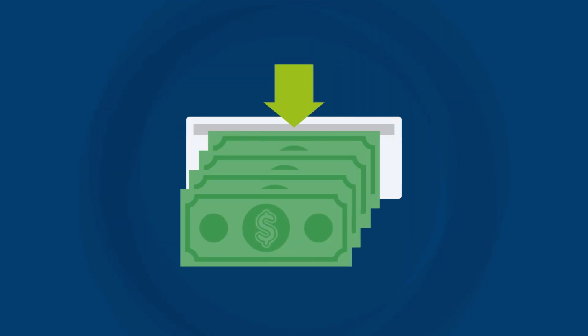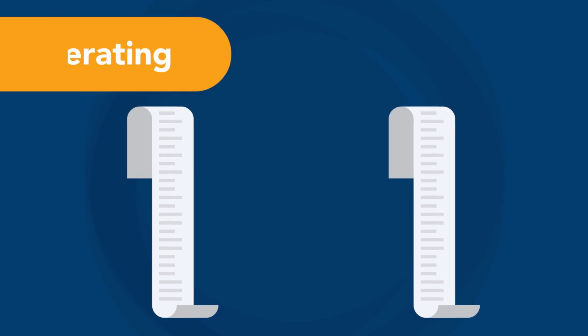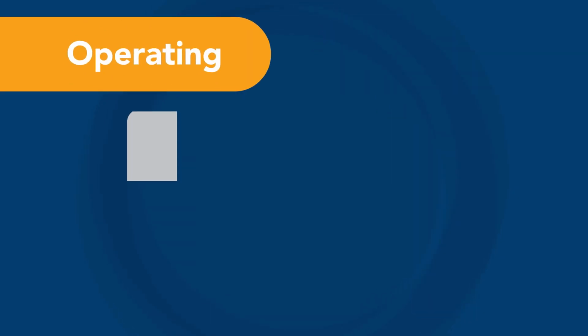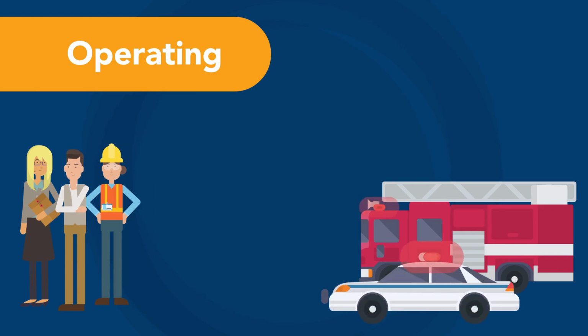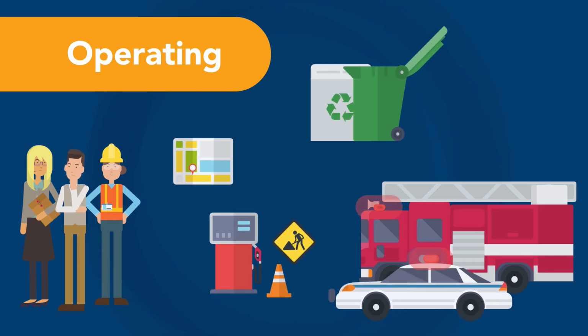So now that we know where the money comes from, let's take a closer look at where the money goes. On the expense side of things, there are two main components: operating or current expenditures and capital expense. The operating budget pays for all the day-to-day activities that keep the town running, such as administration, protective services, waste management, transportation services, planning and development, and recreation and community services, just to name a few.